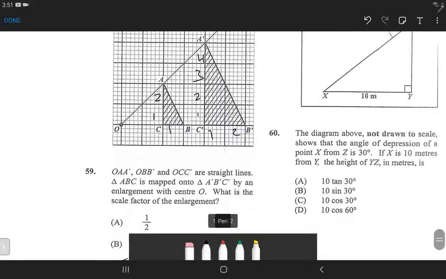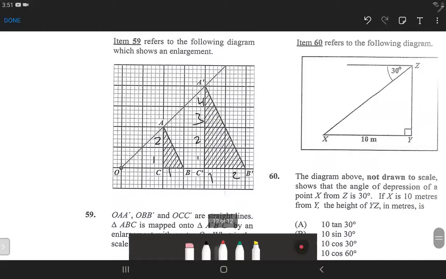All right, and then finally, we did this yesterday again, so a lot of repeats, 30 degrees. So that would be because of z angles, these two lines are parallel. All right, so that means this side here is 10 tan 30, and that concludes the paper.